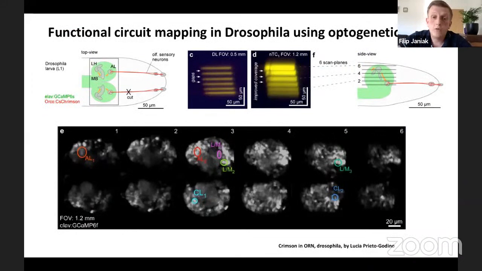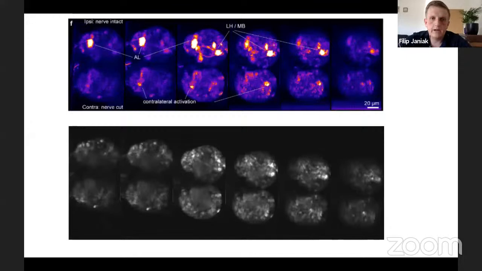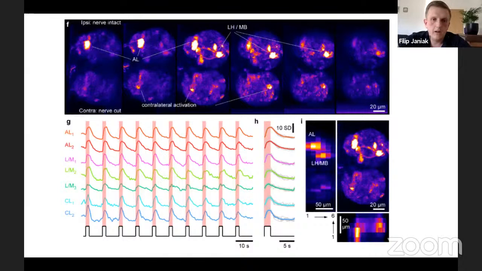Another species, another example, in this case Drosophila, in cooperation with Lucia Prieto-Godino from the Crick Institute in London. In this case, we use the 1.2 configuration with volumetric imaging, which can fully cover the volumetric depth, so the size of the brain. We combined it with optogenetic stimulation, and we can fully track the activity in the brain in one single experiment. And here are the traces. So again, even if the species is extremely small, we are still able to see the activity in the brain.